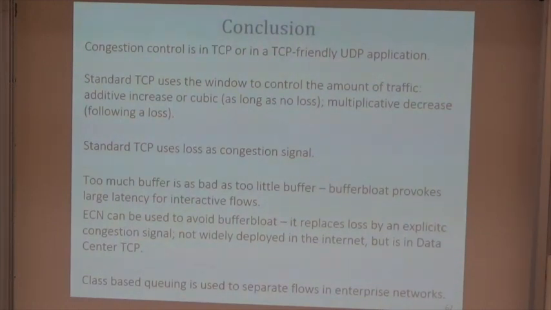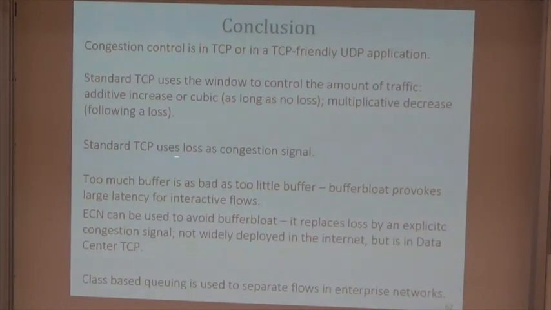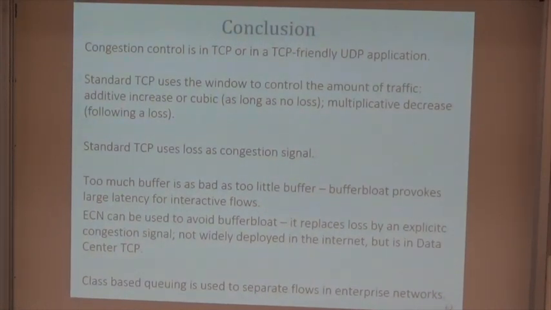So as a conclusion, the first conclusion is perhaps, well, congestion control, although well understood for over 30 years, continues to be a very animated landscape with lots of things happening. So this is fantastic and exciting. What do we need to remember? Well, congestion control is performed by TCP or TCP friendly applications. Too much buffer is as bad as too little buffer. ECN can be used to avoid the problems, and class-based queuing is an important mechanism that we find in networks that want to control things and separate them. Voila, that's the end of the congestion control module.